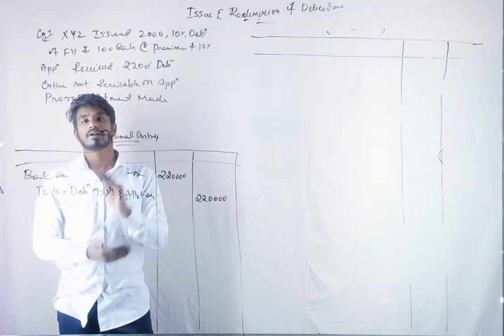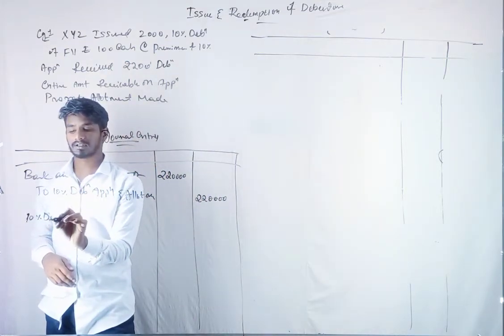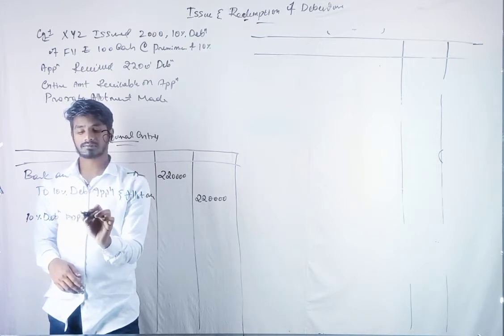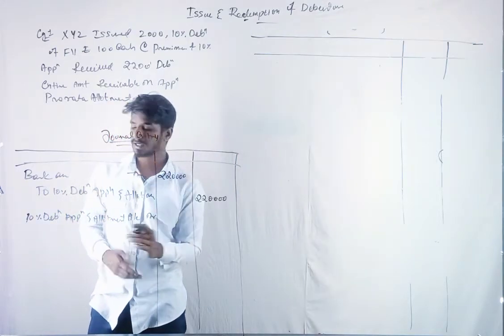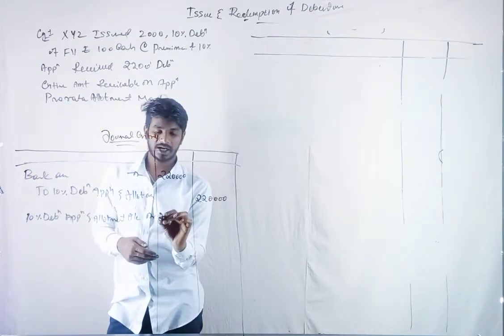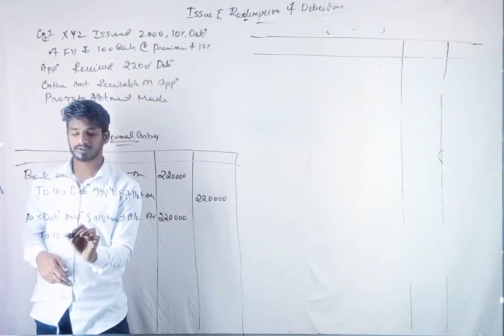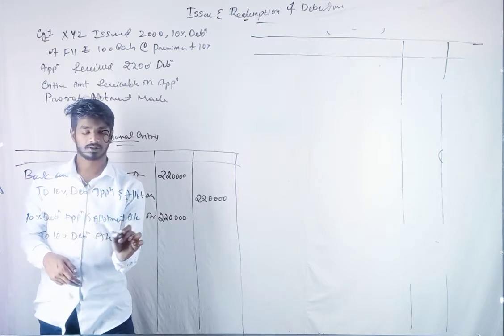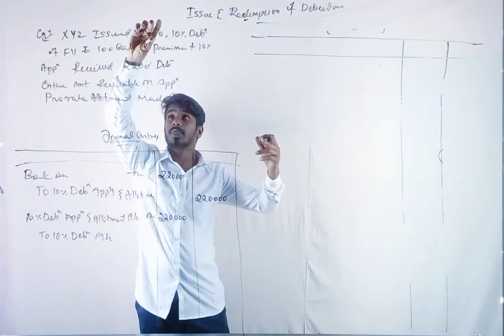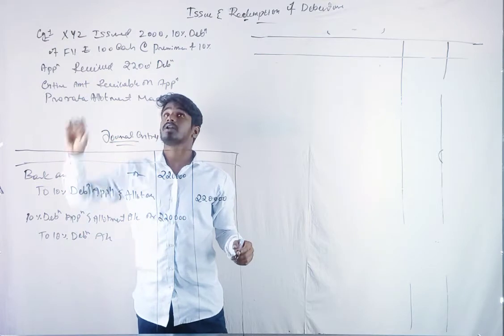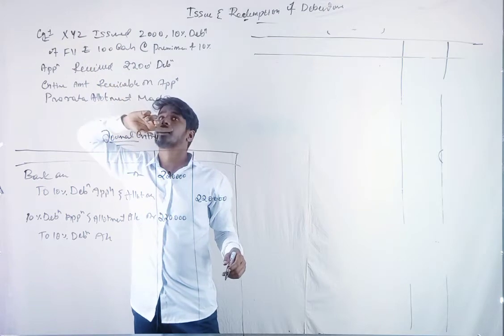Right. We should transfer it to debenture account. 10% debenture application and allotment account debit, how much? 2,20,000, and to 10% debenture account. How much? 2000 we have issued, 2000 into 100. Right. We don't have any security premium. Right. 10% premium is there.